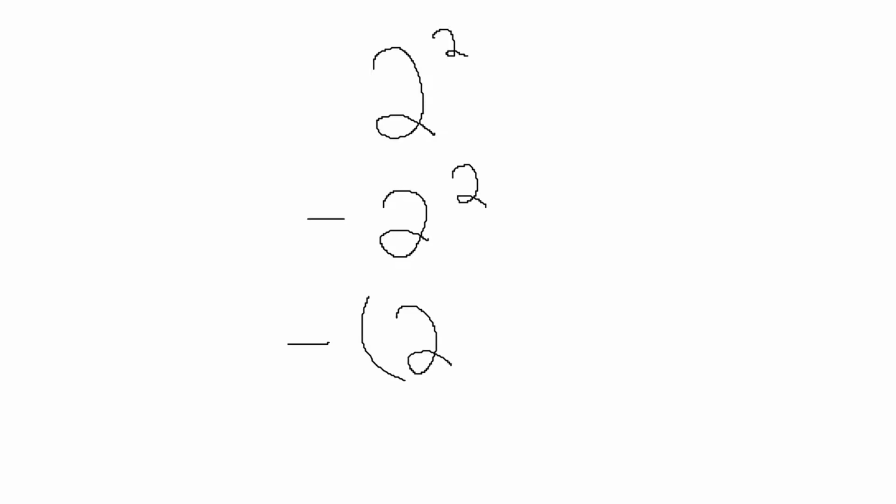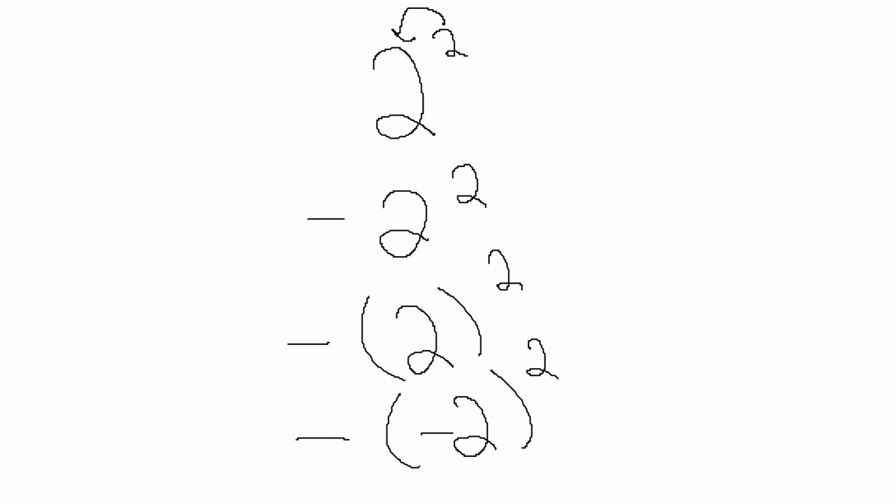Okay, I want to point out one thing here. You need to pay attention to parentheses when we're dealing with exponents. So if I have 2 squared versus negative 2 squared versus negative parenthesis 2 squared versus negative 2 squared, let's talk about all of these things. Here's the thing. The exponent only affects what is directly in front of it. So in this case, I'm squaring the 2. 2 times 2 is 4.